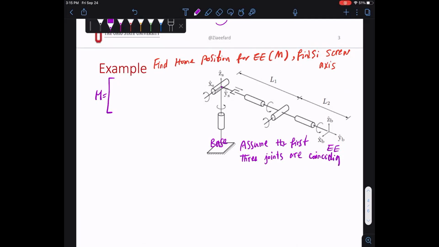Coinciding. So they are on top of each other. So this skinny line there is just to separate them, to show you. But in reality, there are three joints that are on top of each other.